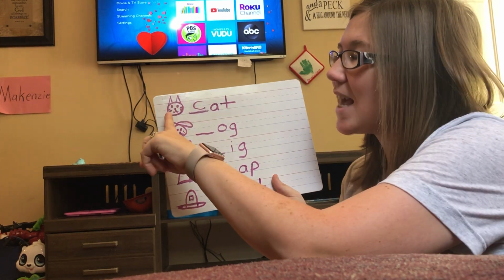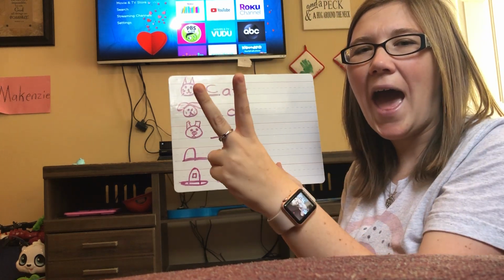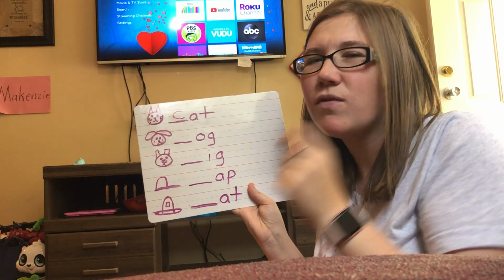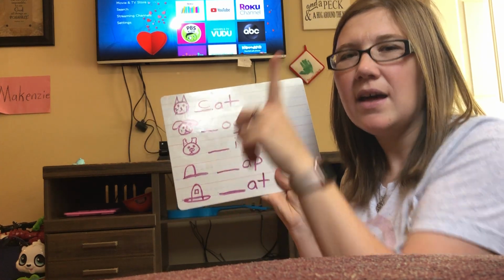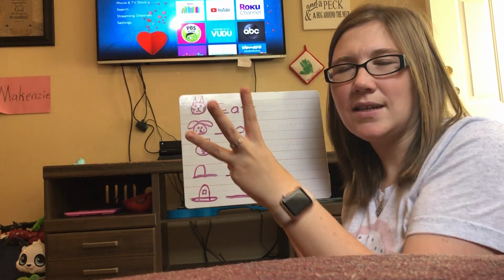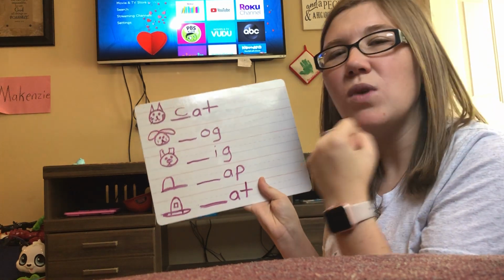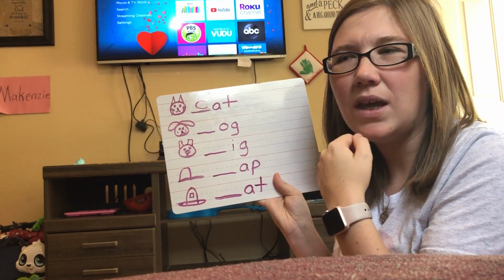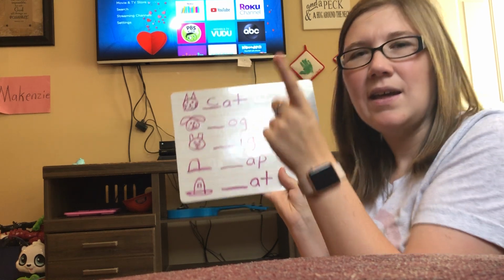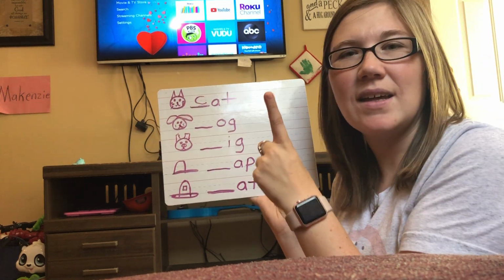So this is a cat. Let's listen for the sounds. C-a-t. I'm going to break apart my word and listen for all the sounds. C-a-t. First we hear three sounds, okay? So what is the very first sound that we hear? K, at. Good, we hear a k, k, k.